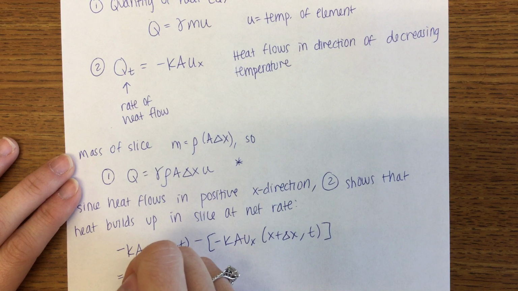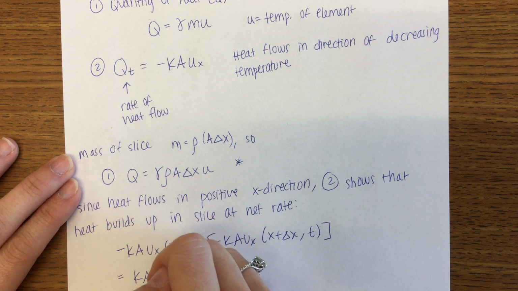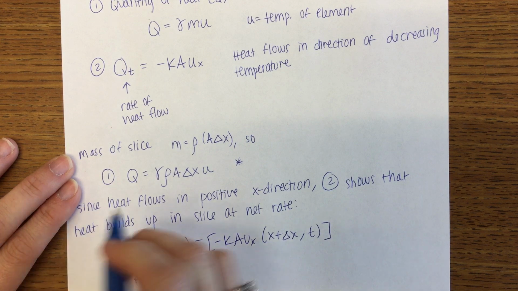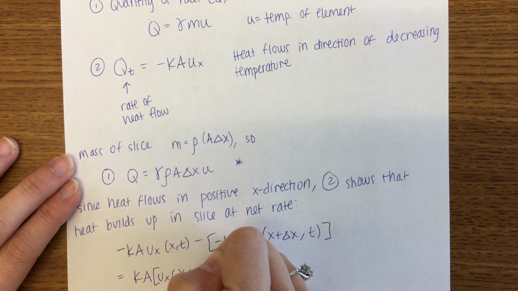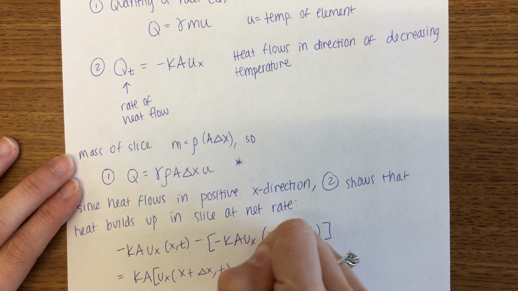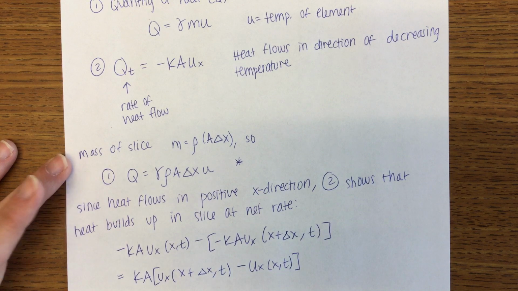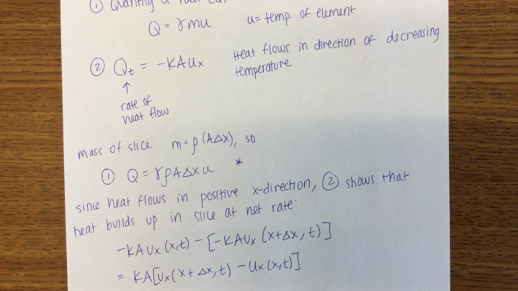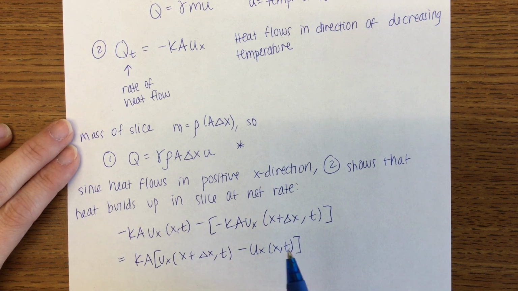What I'm going to do is I'm going to pull out a KA. If I do that, I get u of x evaluated at x add delta x, comma, t. Subtract u of x evaluated at x, t. This one goes here. I just reversed them.